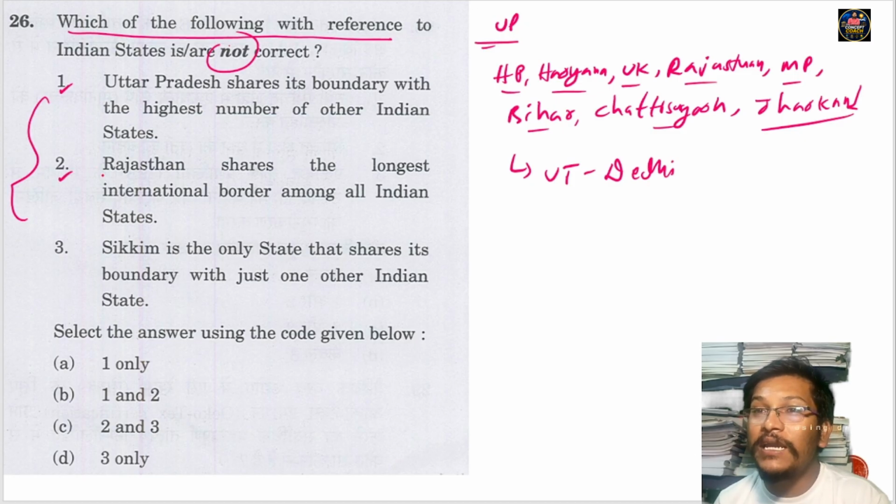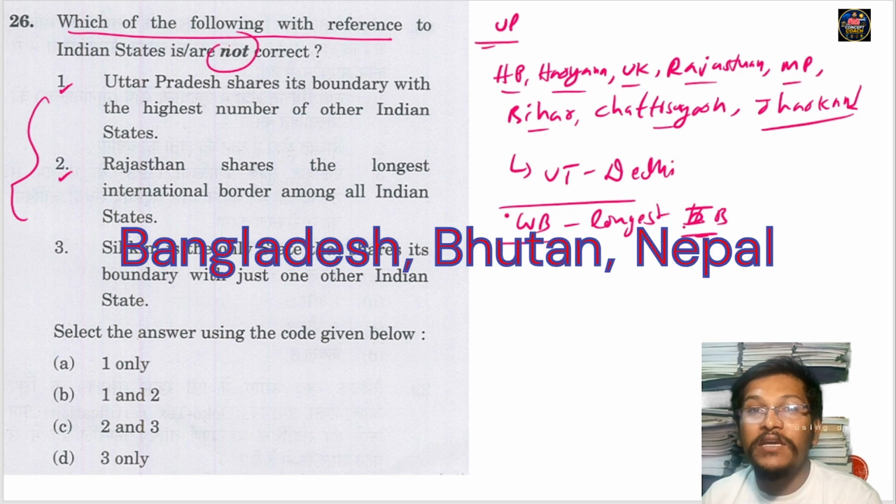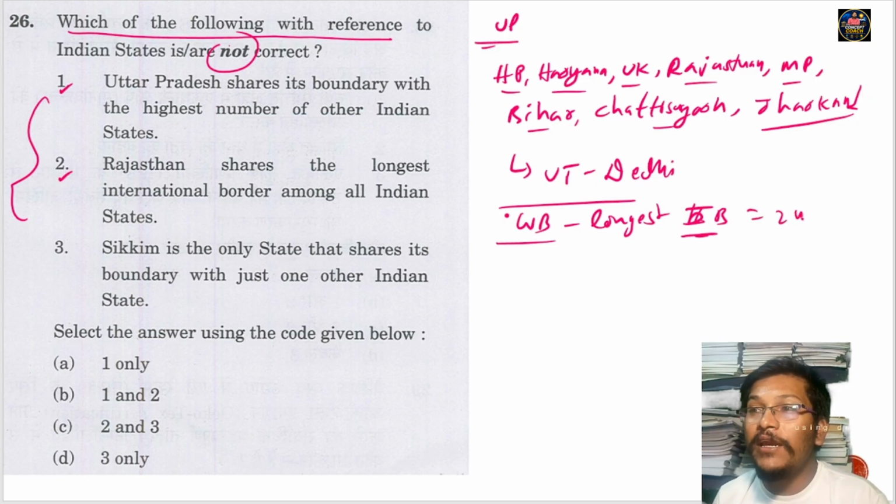Next, we will move to the second statement. Here, Rajasthan shares the longest international border among all Indian states. This is a wrong statement because West Bengal shares the longest international border. It shares borders with Bangladesh, Bhutan, as well as Nepal, and nearly 2400 kilometers of border is shared by West Bengal. So this is more than Rajasthan. So the second statement is wrong, and the first statement is correct.